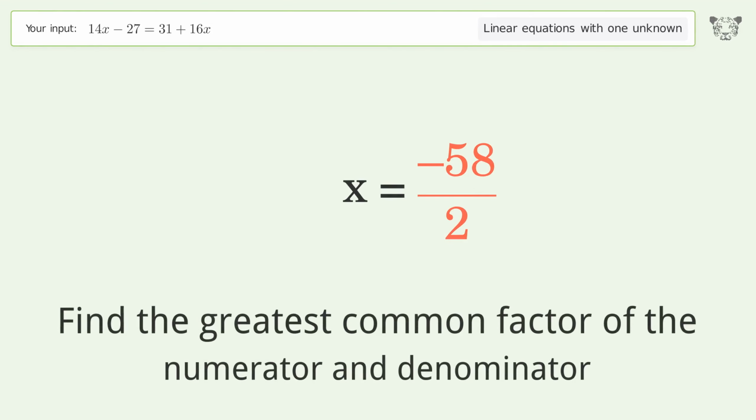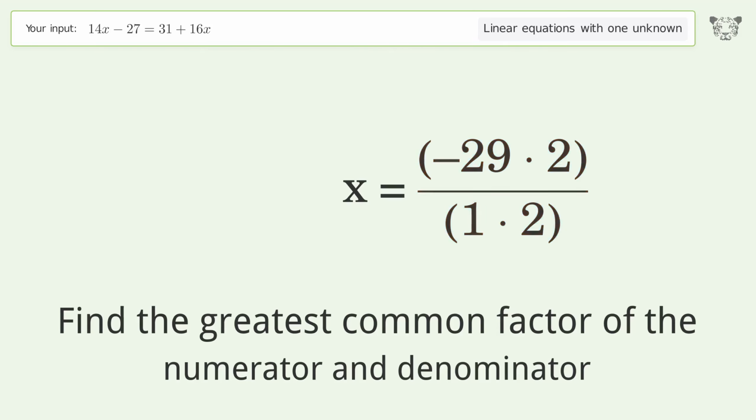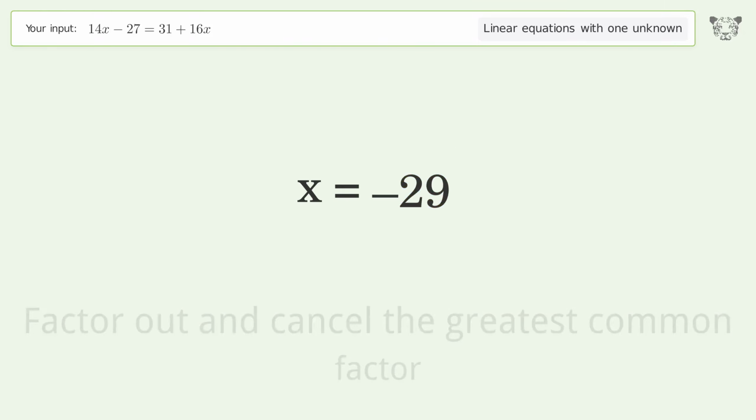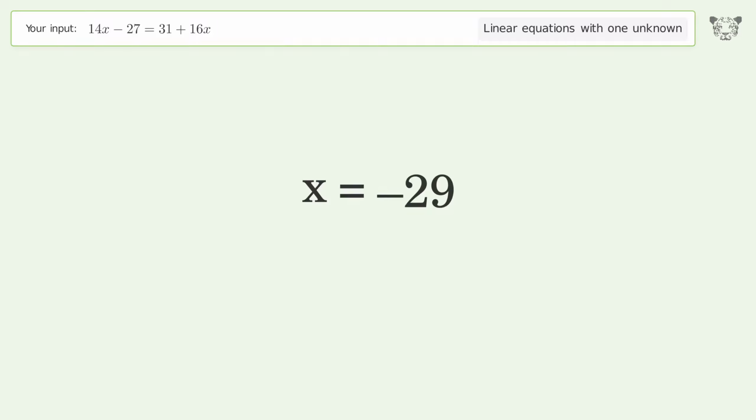Find the greatest common factor of the numerator and denominator. Factor out and cancel the greatest common factor. And so the final result is x equals -29.